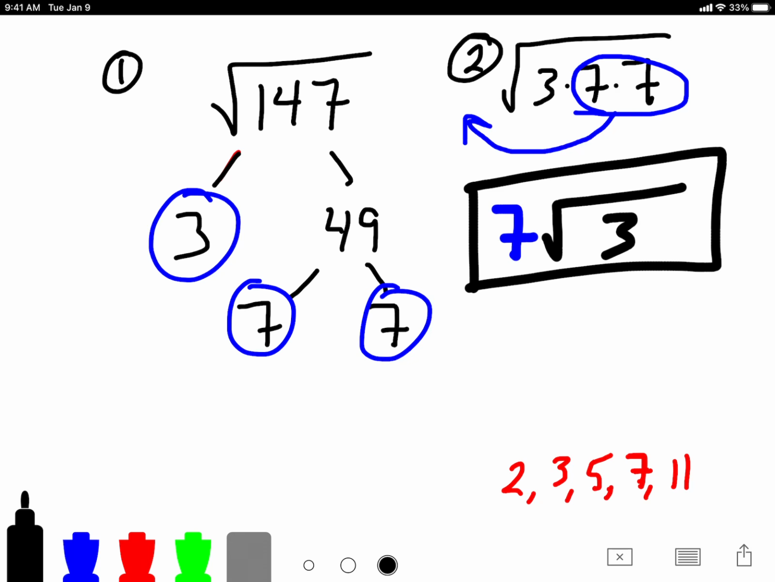So first step, factor tree. Second step is to look for pairs, to rewrite the radical and to look for pairs so that you can bring one outside of the radical. And the third step is to simplify it if you need to. Simplify your results. Everything involved in this process is multiplication. So if I had another number outside of the radical, I would just multiply that to the 7.